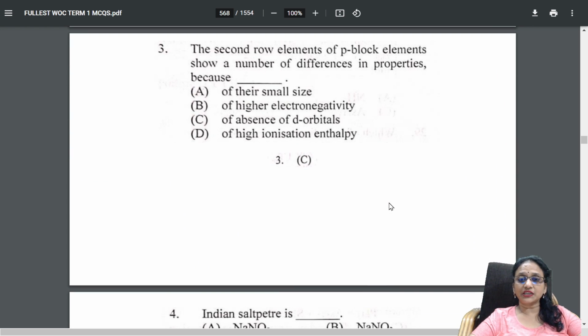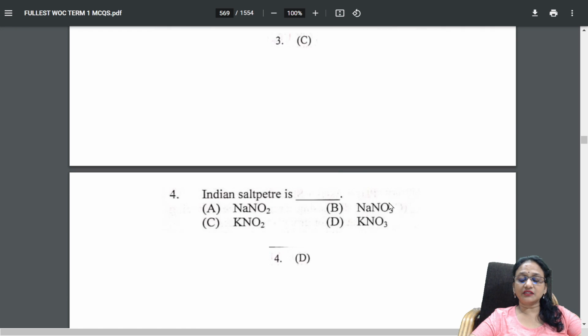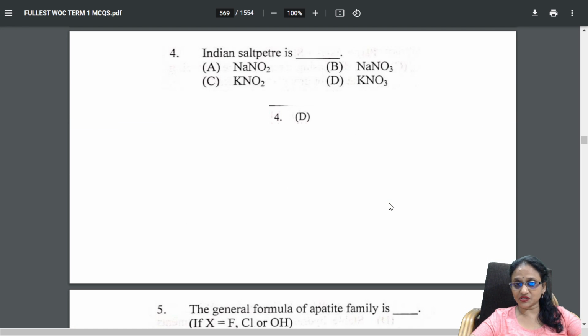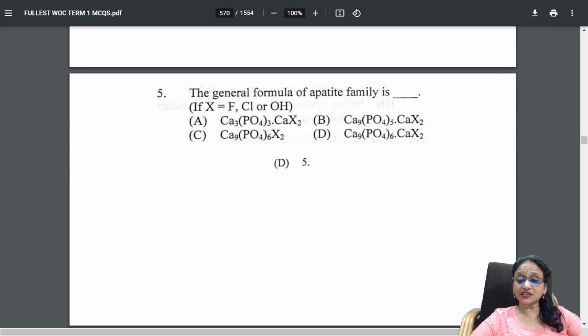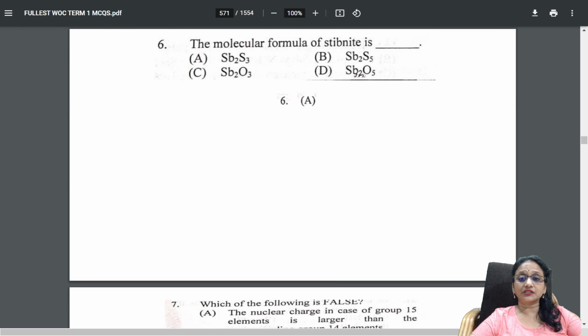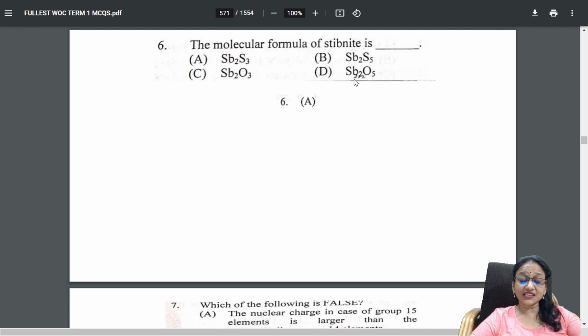Please go through any question, anywhere. Questions will be asked from occurrences also. Questions will be asked from a table, that's nothing but occurrence. Where are they occurring? Questions are asked like this. So further questions, stibnite. What is stibnite? They're going to ask you.